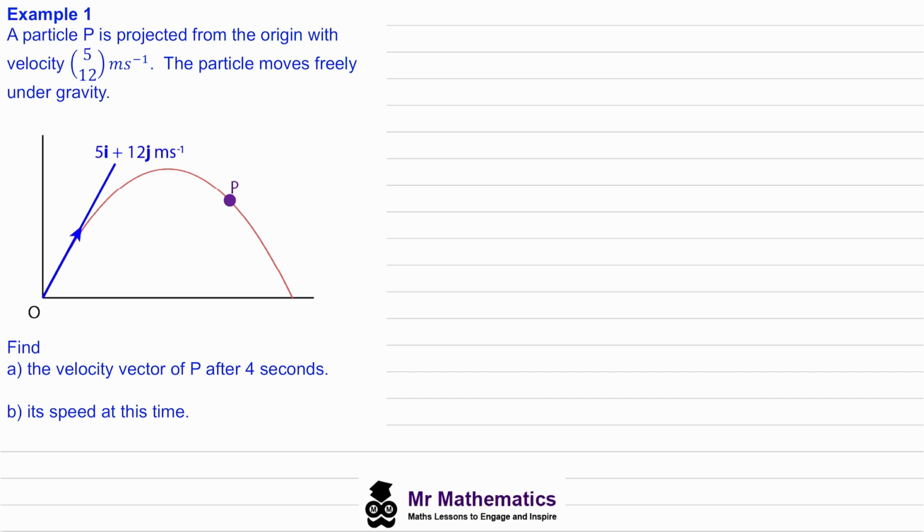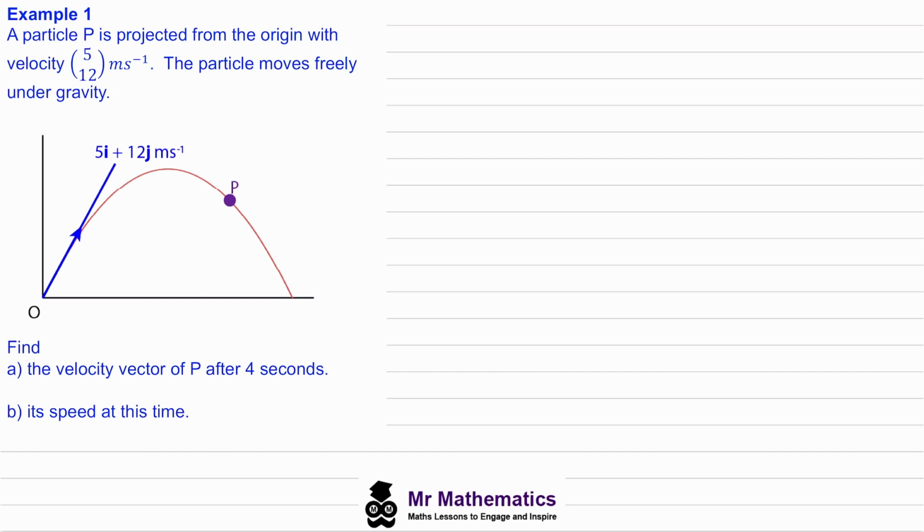Okay, so in example 1, we're told that a particle is projected from an origin with velocity 5i plus 12j, and this is in meters per second. The particle moves freely under gravity. Now in part A, we've been asked to find the velocity vector of P after 4 seconds and its speed at this time.